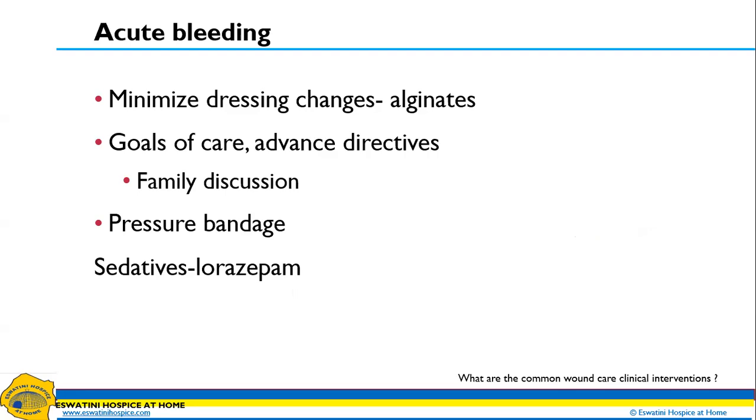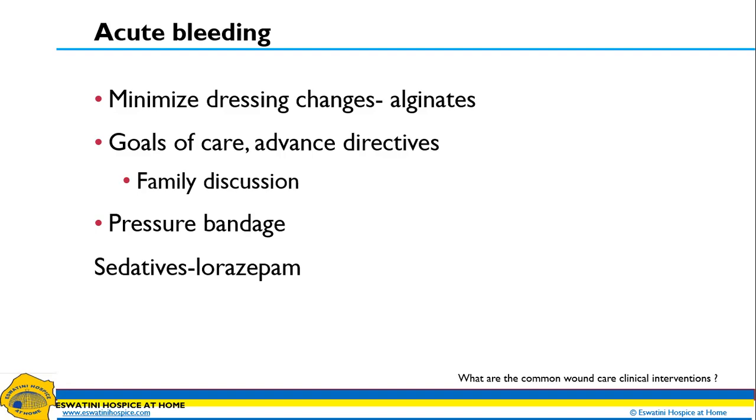And whenever there's acute bleeding, we minimize the dressing changes, so we look for malignant wounds. That will take a little bit longer so that we can put pressure on that area. It's very important that we do goals of care and advance care directives with the patient and the family, especially when the wound is bleeding and spotting, because that comes with trauma. Naturally, when we see blood, we think of life being compromised. So we need to discuss with them and talk about advance care directives.